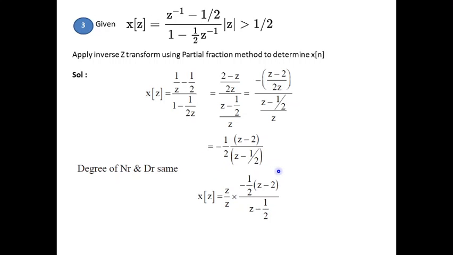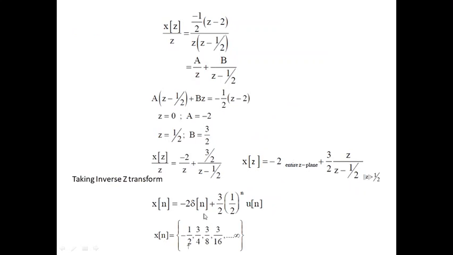z. Once you obtain the expression for x of z, we see the numerator degree is 1 and the denominator degree is also 1. So in this case, we don't have a z separately and hence we multiply and divide by z. Take this z to the other side. So x of z divided by z equals minus 1 by 2 z minus 1 by 2. Applying partial fractions and simplifying, we get the value of a as minus 2 and the value of b as 3 by 2.